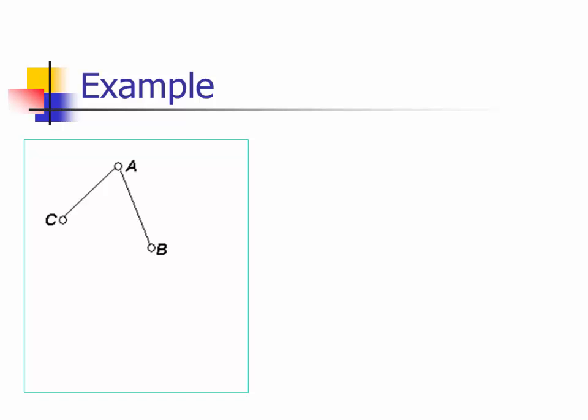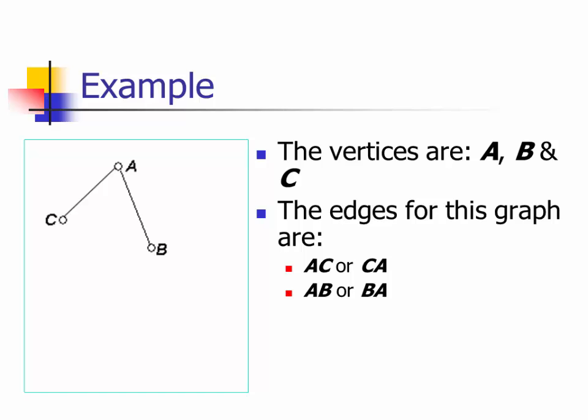So here's our second example. It consists of three vertices, A, B, and C, and it has two edges. The edges are AC and AB. Notice that I can also call the edge AC CA, and I can call the edge AB BA. When I'm naming an edge, it doesn't matter which order I write the vertices in.